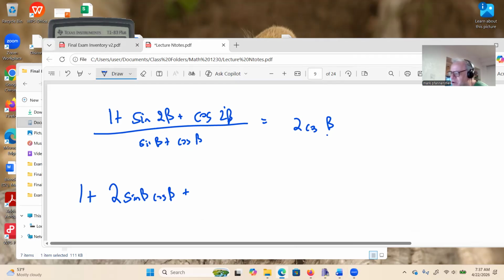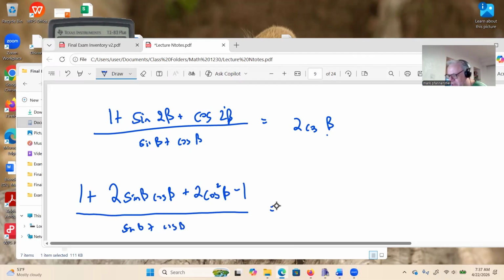I'm thinking, I got some cosines over there. I think I would really like to have some cosines over on the right-hand or left-hand side here. So what I'm going to do is say this is 2 cosine squared beta minus 1, and we still have our fraction here, sine beta plus cosine beta, and we'll see what this equals here.